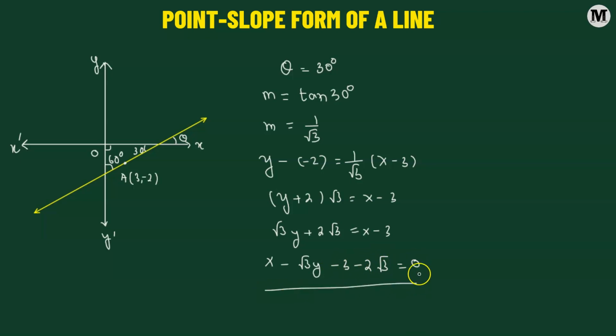So this is the other possibility, and this gives us the equation of the line which makes an angle of 60 degrees with the positive direction of y-axis and also passes through the point (3, -2).